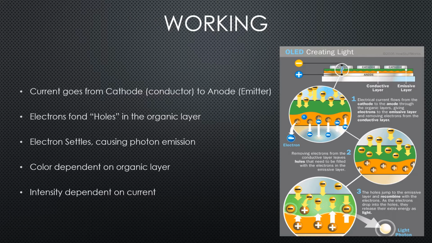Now let's talk about the working. Electrical current flows from the cathode to the anode through the organic layer, giving electrons to the emissive layer and removing electrons from the conductive layer. Removing electrons from the conductive layer leaves holes that need to be filled with electrons in the emissive layer. The holes jump to the emissive layer and recombine with the electrons. As the electrons drop into the holes, they release this extra energy as light. The color of the OLED depends upon the organic layer and the intensity is dependent on the current.